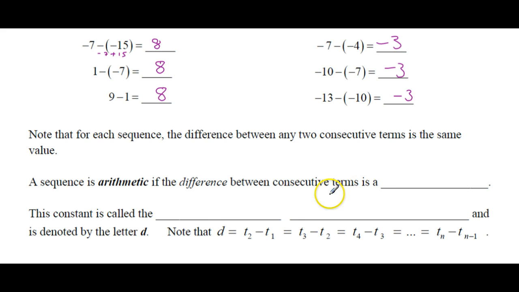So, definition: a sequence is arithmetic if the difference between consecutive terms is the same value, so it's a constant. This constant is called the common difference, and is denoted by the letter D. So if you want to find D, you can take any term and subtract from it the preceding term. So T2 minus T1, or T3 minus T2, T4 minus T3, all the way up to T sub n, the last term, minus T sub n minus 1, which would be the term just before it.